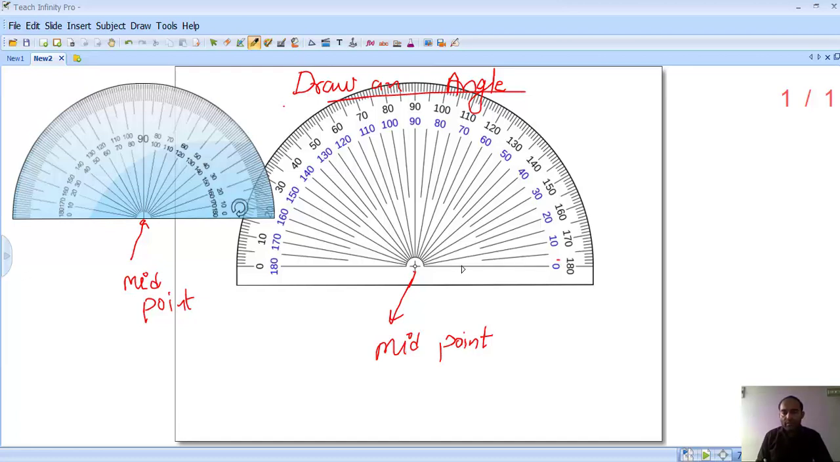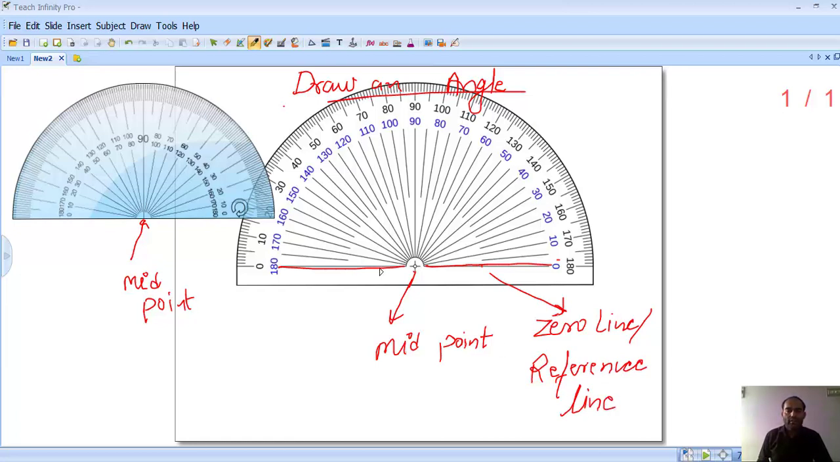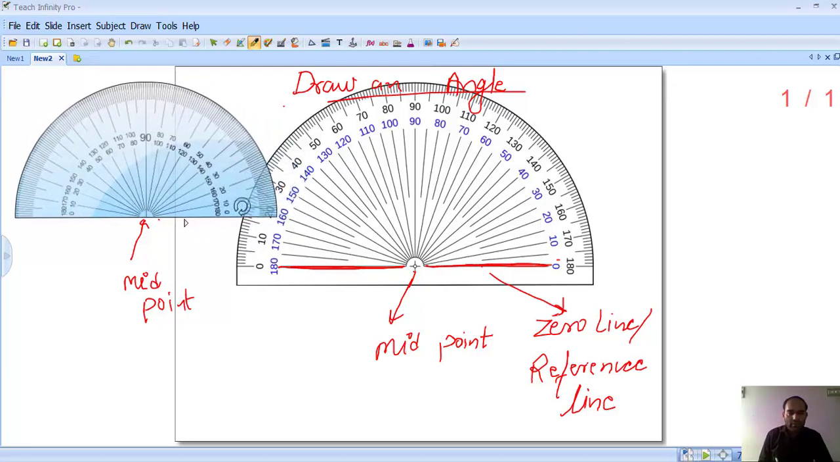This one is the zero line, the right hand side zero line, and this one is the left hand side zero line or reference line. Like this is also a zero line. In my protractor this one is the right hand side zero line and this one is the left hand side zero line.